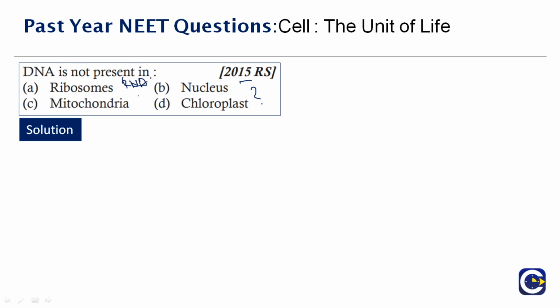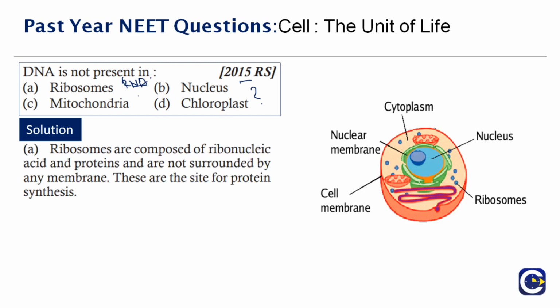Therefore, the answer is very simple. The correct answer goes to option A, ribosome, because they have RNA in them. Mitochondria, nucleus and chloroplast, all the rest will have DNA. Only ribosome will not have DNA. Instead, they will have RNA, ribonucleic acid, and the associated proteins, and they are not surrounded by any membrane. They are the site of protein synthesis. To your right side, you can see the ribosome. Okay, now let's move. So the correct answer to this question is option A, ribosome.